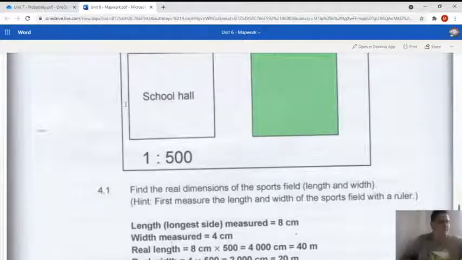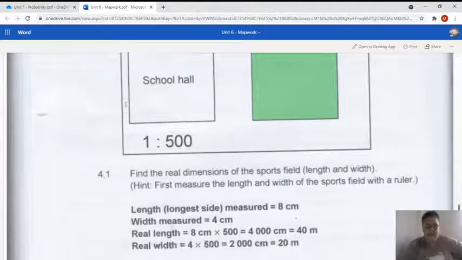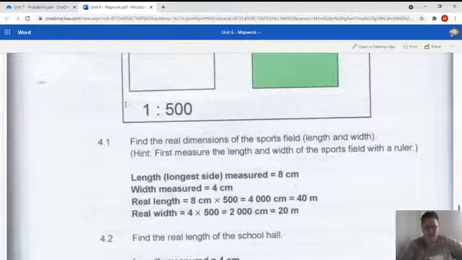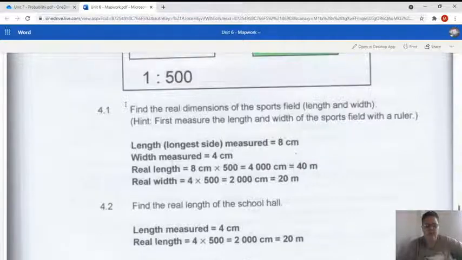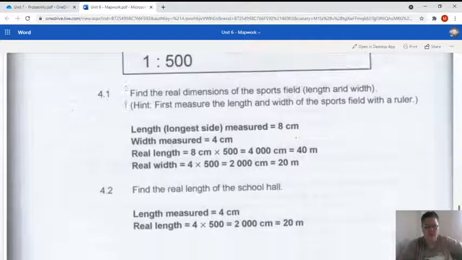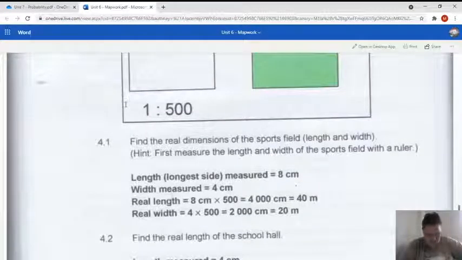Now it says this scale above is 1 to 500. It says find the dimensions of the sports field, length and width. Hint, first measure the length and the width of the sports field with a ruler. Okay? Why are we measuring this with a ruler? Because we are working off a physical map in a book. If you were at the property and you were measuring it with the trundle and you want actual measurements, that is when you will use the trundle. Because we are working from a book, this will be an estimate.